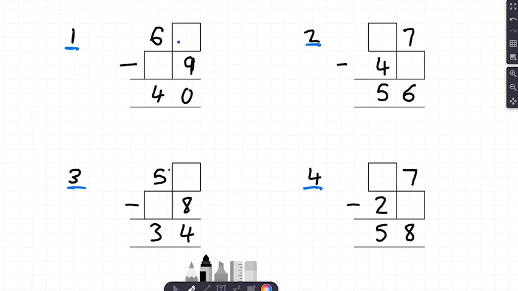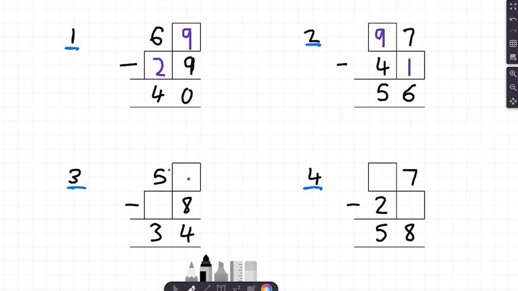We've got something take away 9 is 0, so 9 take away 9 is 0. 6 take away 2 gives us 4. 7 take away 1 is 6. And we're going to have 9 take away 4. So 5 over 4 is 9. 9 take away 4 is 5.